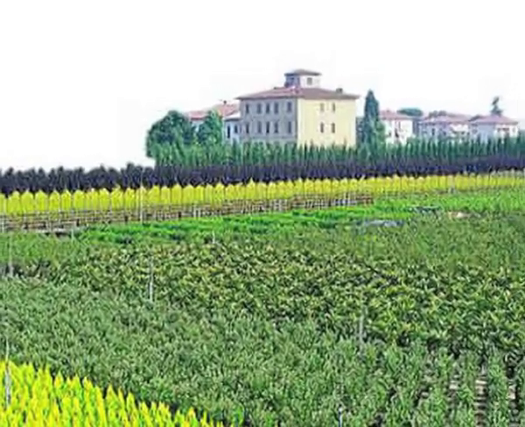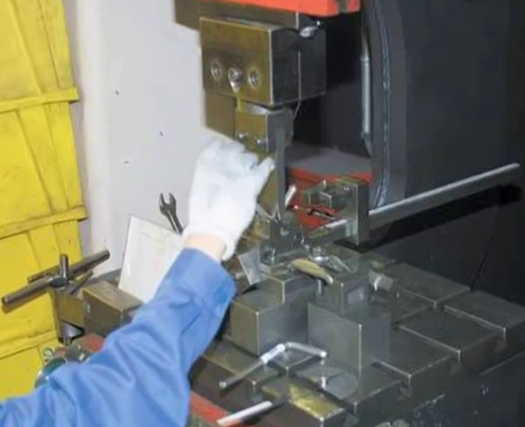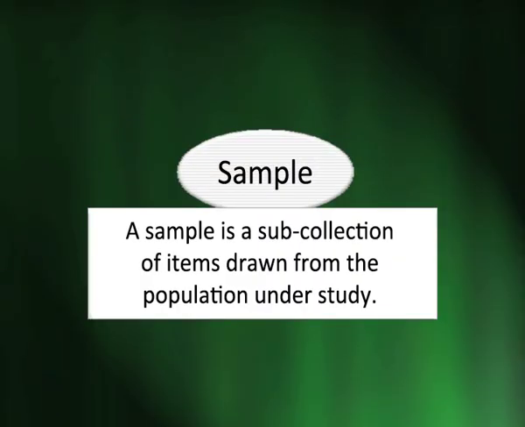For example, the number of plants in a field constitutes a population for agricultural surveys, and the number of bolts manufactured by a factory in a particular week of study also constitutes a population, whereas a sample is a sub-collection of items drawn from the population under study. So, the goal of statistical investigations, as I just mentioned, is to explore the characteristics of a population on the basis of a sample selected from the population randomly.